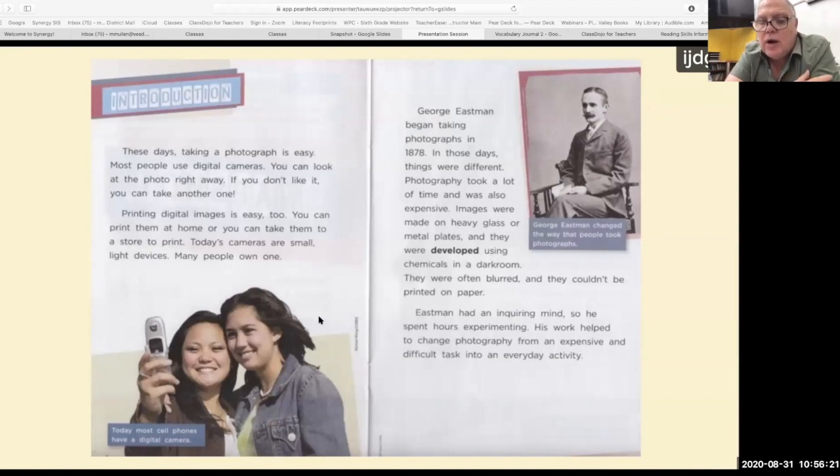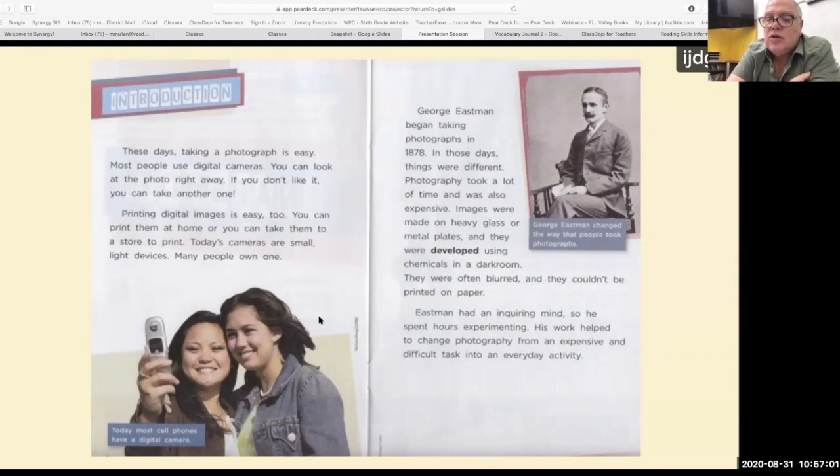Eastman had an inquiring mind. Inquiring. Here is a strategy we use if we don't know a word. What word would make sense if we substituted it in the place of inquiring? Eastman had a what kind of mind? So he spent hours experimenting. Read around the word and put in your word and see if it works. Eastman had a questioning mind. So he spent hours experimenting.